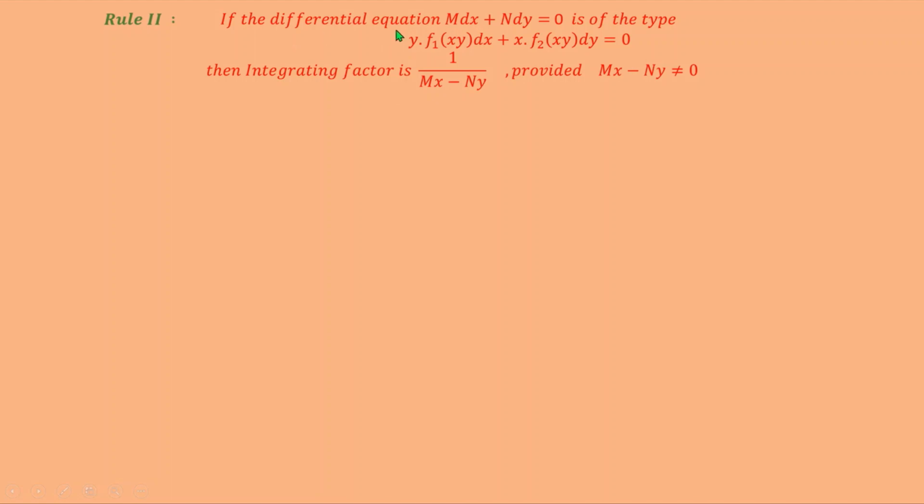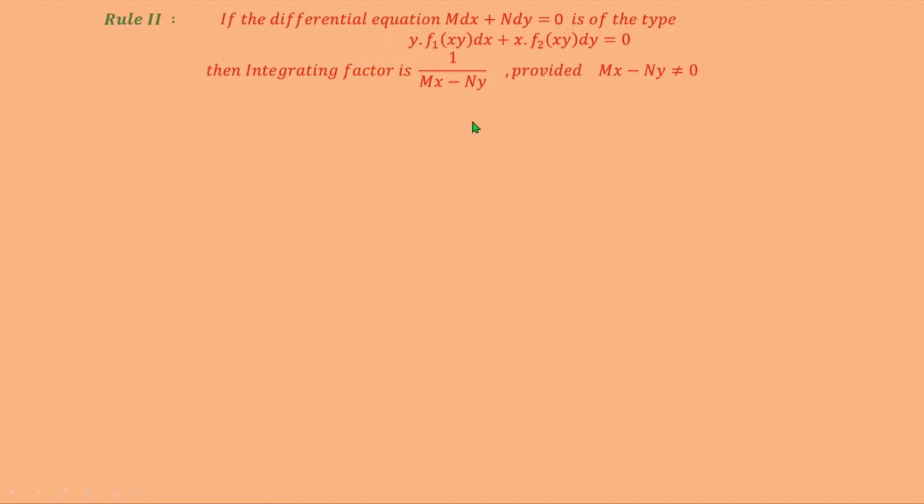Rule 2: if the differential equation M dx plus N dy equal to 0 is of the type y into f1 of xy dx plus x into f2 of xy dy equal to 0, then the integrating factor is 1 upon Mx minus Ny, provided Mx minus Ny not equal to 0. Here f1 and f2 are functions of x and y, meaning in every term of f1 and f2, the degree of x and the degree of y is the same.